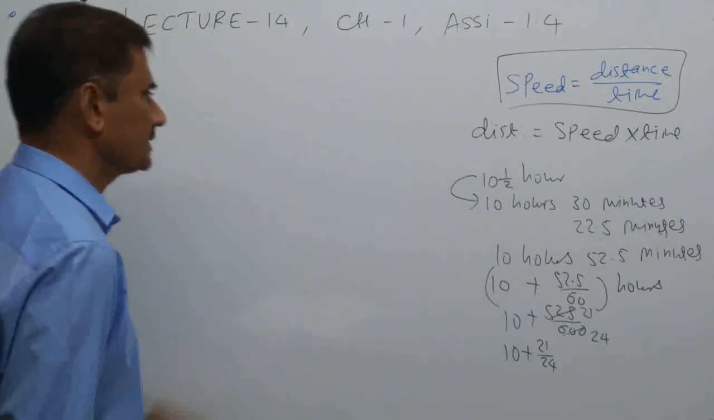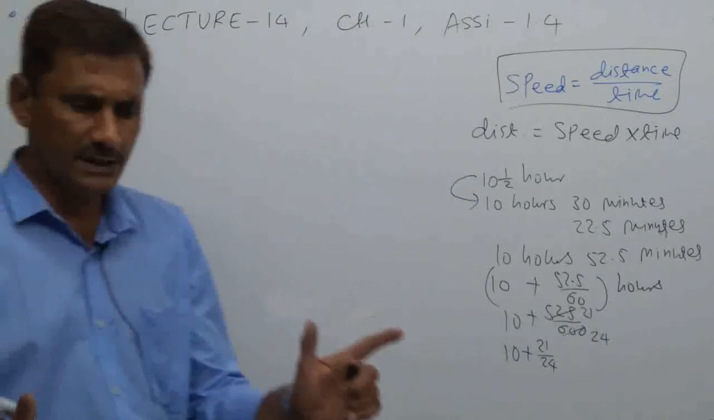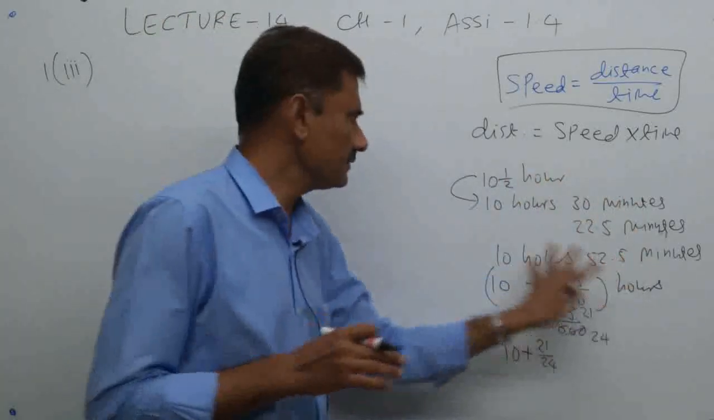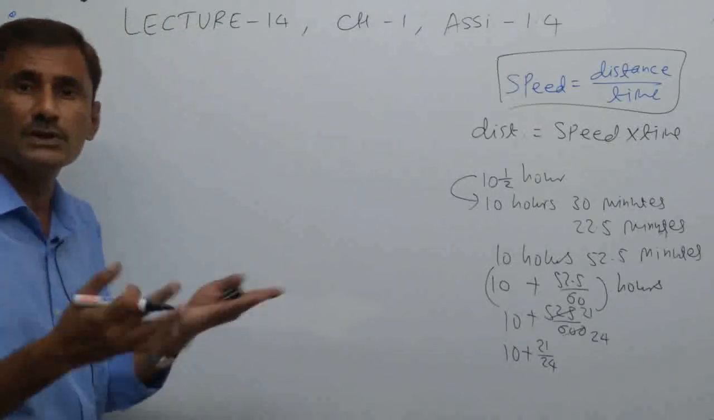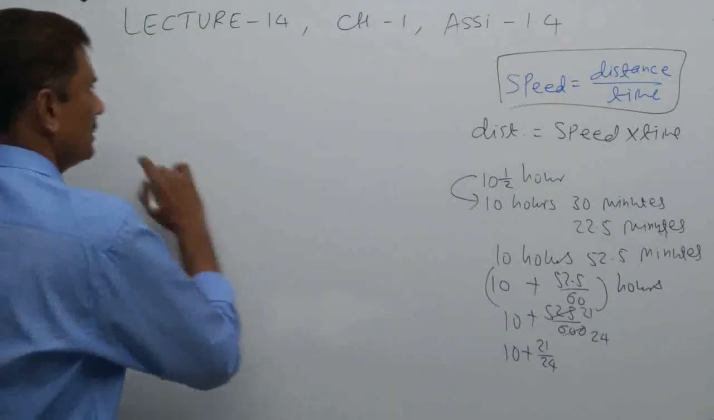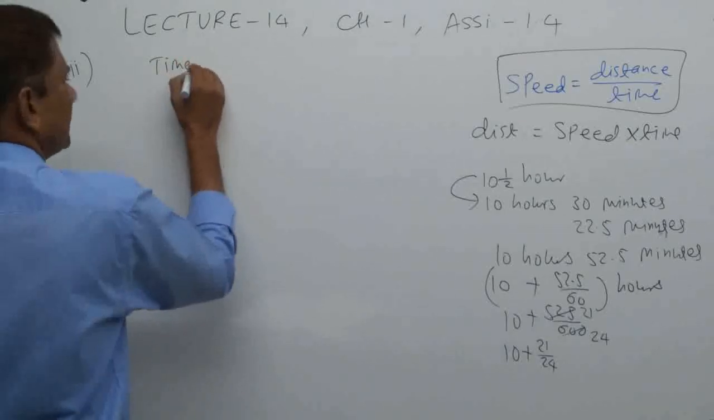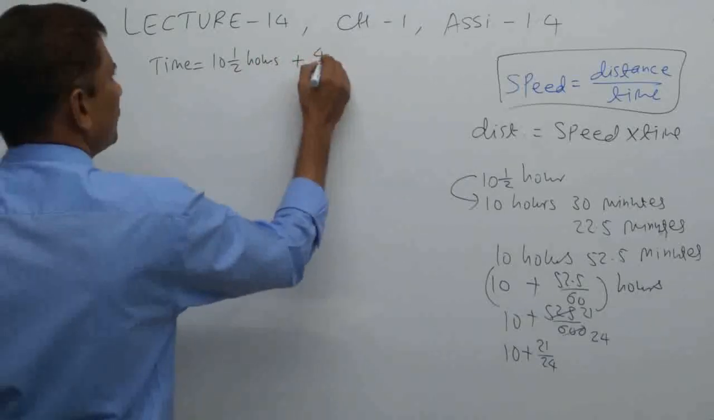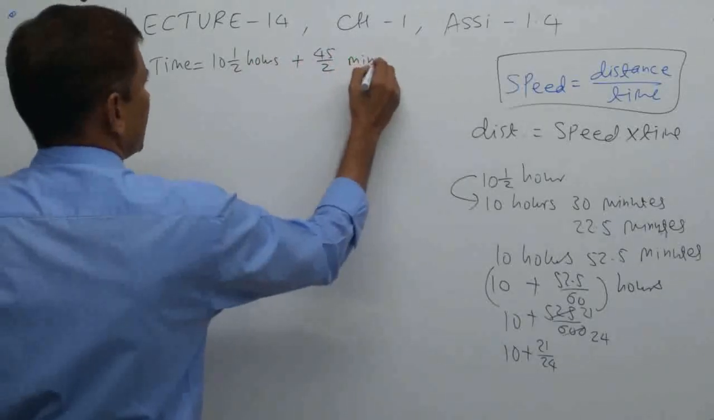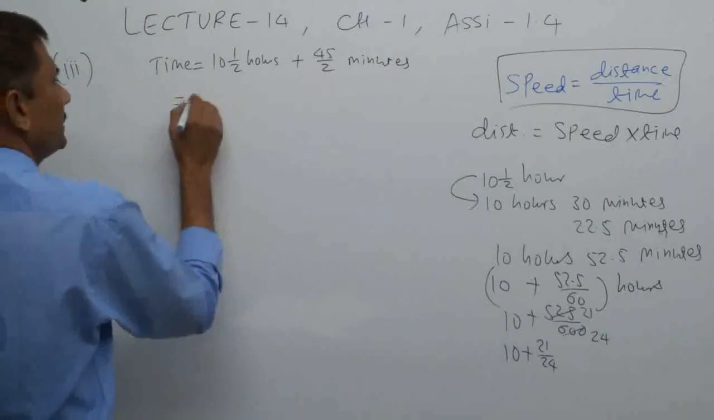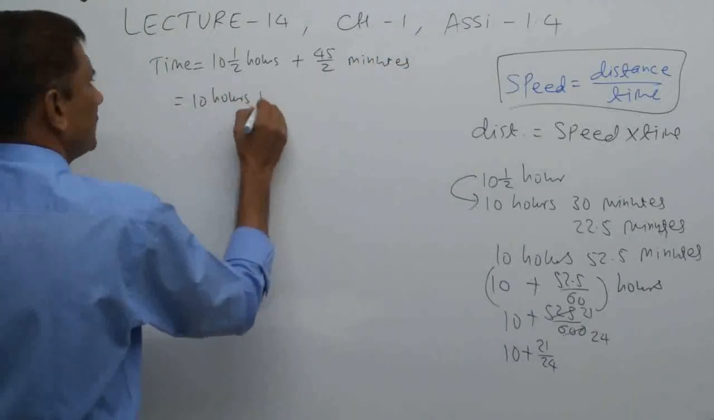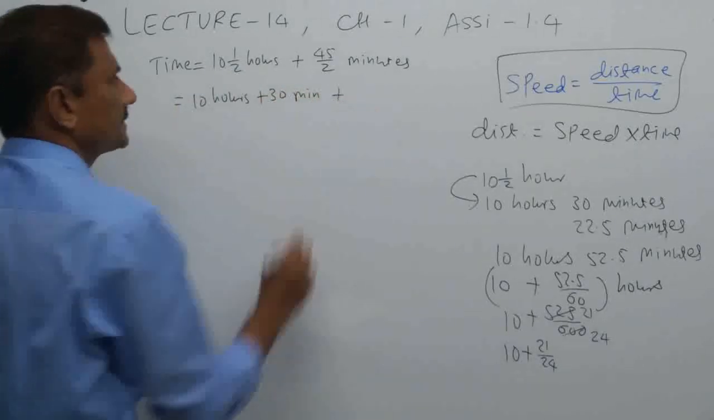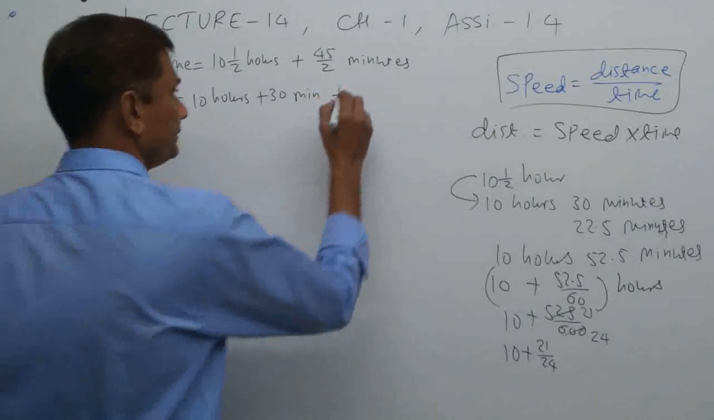Okay, I will write here systematically. Speed is given directly, 60 integer 1 by 2, just convert it into a mixed fraction. Now this is my rough work, I have to write here, and you also, so that you can know what to do. So here time is how much? 10 integer 1 by 2 hours plus 45 by 2 minutes. So let's do here 10 hours plus 30 minutes for this one only, plus here how much? 45 by 2.